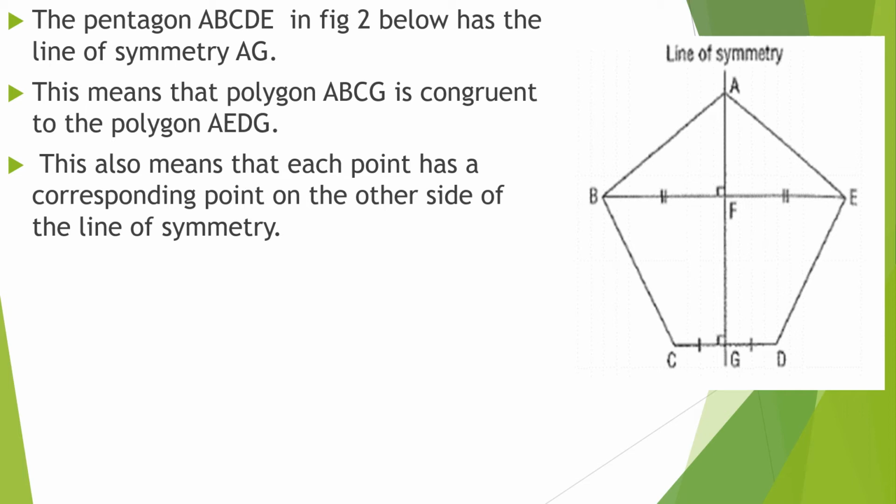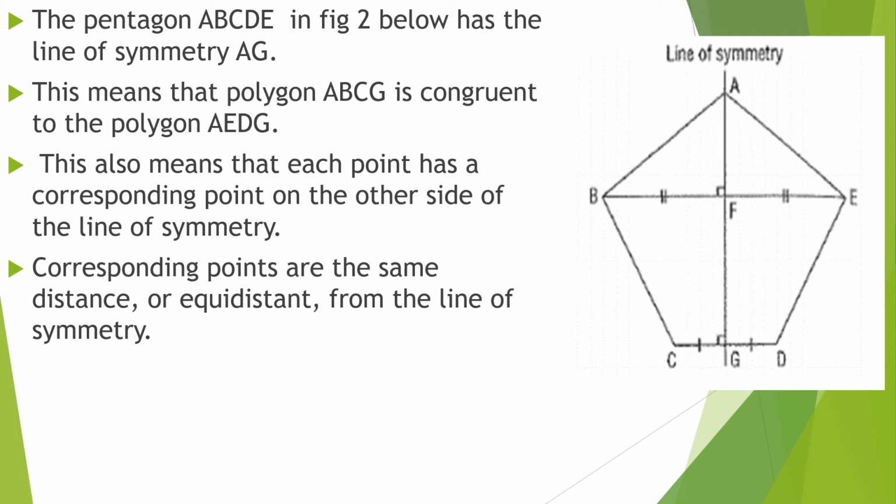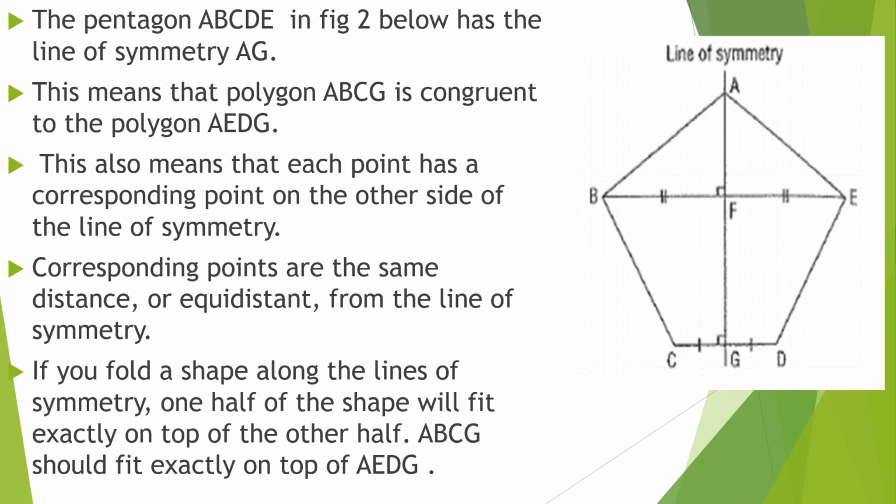This also means that one point has a corresponding point on the other side of the line of symmetry. Corresponding points are the same distance, or we say they are equidistant from the line of symmetry. If you are to fold a shape along the line of symmetry, one half of the shape will fit exactly on top of the other half. A, B, C, G should fit exactly on top of A, E, D, G.